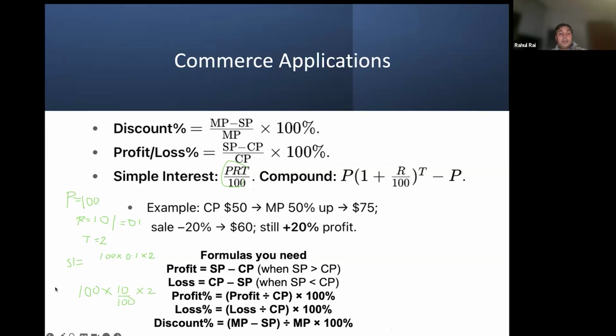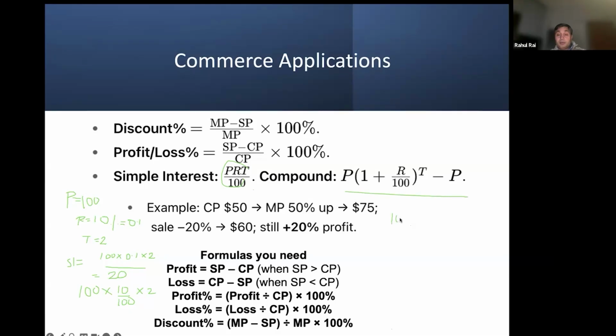That's why this 100 is coming into the picture. In this setting, R is 10, but you can directly convert it into 0.1 and use this formula, or if you want to use the other one, you use the R percentage value. If you calculate this, it is going to be $20. So you are paying $20 simple interest if the initial principal is $100 and the interest rate is 10%, or in decimal 0.1. But in the case of compound interest, this will be the equation that we'll be using.